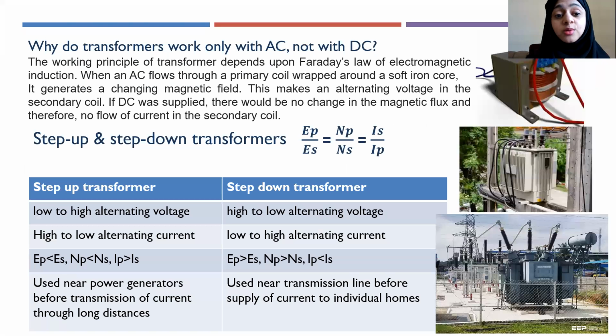Why does the transformer work only with AC, that is alternating current, and not with DC, direct current? I hope you know what is DC and AC. DC or direct current is a current that does not change with time. It remains at a constant value.